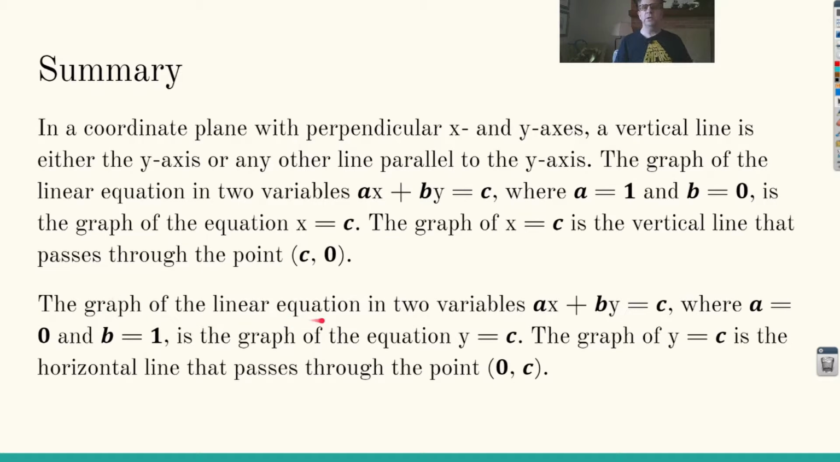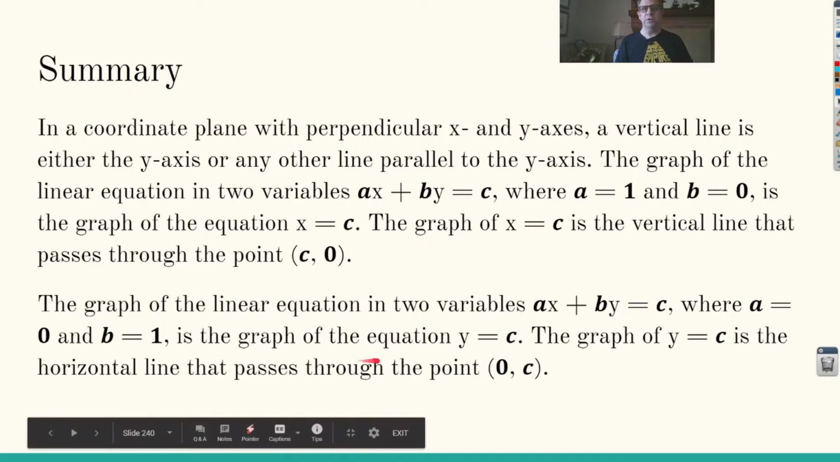The graph of a linear equation in two variables, ax plus by equals c, where a equals 0 and b equals 1, is the graph of the equation y equals c. The graph of y equals c is the horizontal line that passes through the point (0, c).